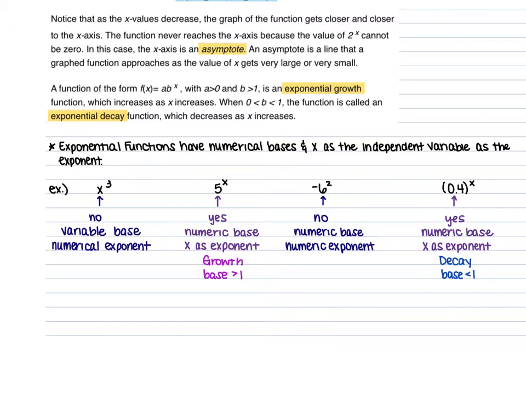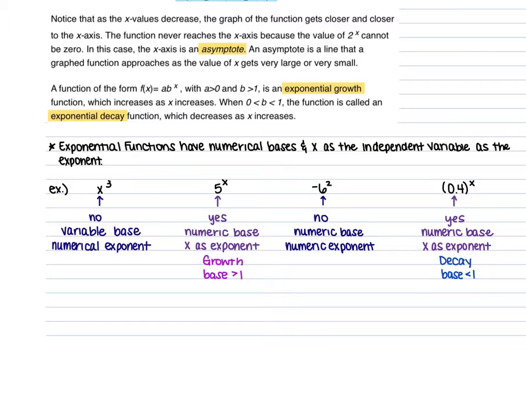So if you look at these examples, the first one we have is x to the third power. This here is not an exponential function because your variable is not the exponent. For the second one, you have 5 to the power of x. This one, yes, it is an exponential function because your variable, your x, is your exponent. Now, to figure out if you have a growth or decay, look at the number that the exponent is attached to. The x is attached to the 5 as its power. That 5 is a number that's greater than 1. So because the base is greater than 1, you have a growth.